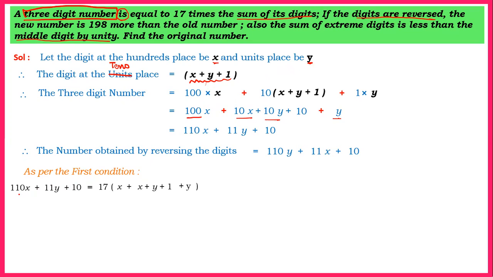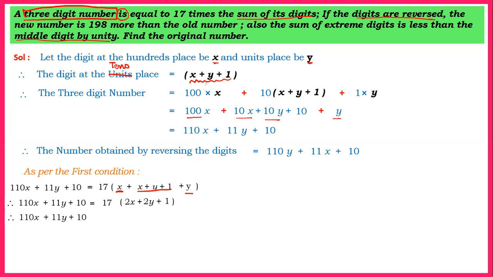So the question says the 3-digit number, which is this, is equal to 17 times the sum of the digits, that is hundreds place plus tens place plus units place will be added, and we form an equation. Let us simplify this equation. The entire left hand side will remain as it is, 110x plus 11y plus 10. Let us add the like terms inside the bracket, is equal to 17. X plus x will give us 2x. Y plus y will give us 2y plus 1. Let us simplify it ahead. Once again, the left hand side remains as it is. Open the bracket here, multiply the term outside the bracket to each and every term inside the bracket.